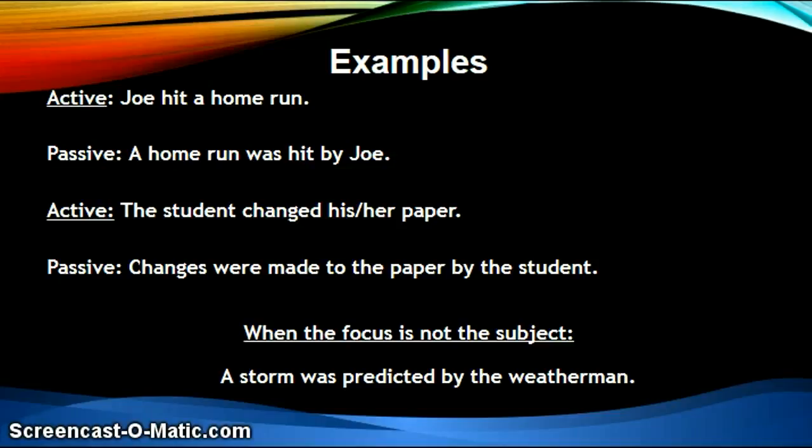The student changed his or her paper. Again, subject performing the action. Changes were made to the paper by the student. Not only is that incorrect, but it does not flow and it is confusing.